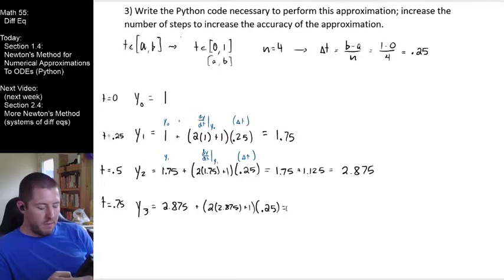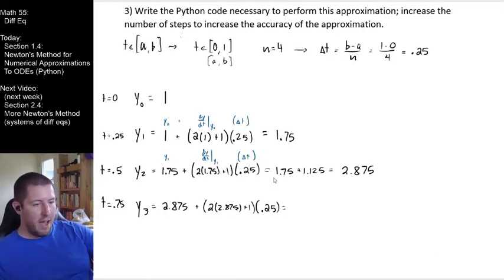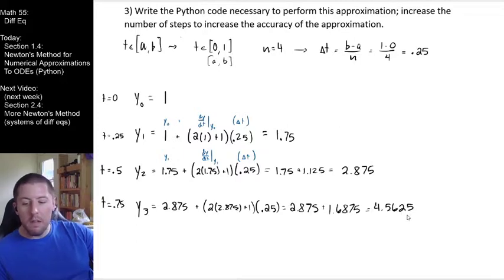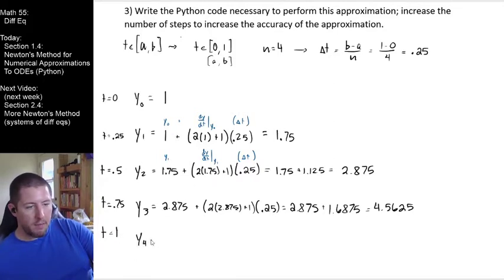I'm going to multiply 2.875 by 2. I'm going to add 1. I'm going to multiply by 0.25. That's giving me 1.6875, and we're adding that on to our previous value, 2.875, to get 4.5625. All right, and we've got 1 step left to go. Now we're arriving here at time 1, which is exactly where we wanted our final approximation.